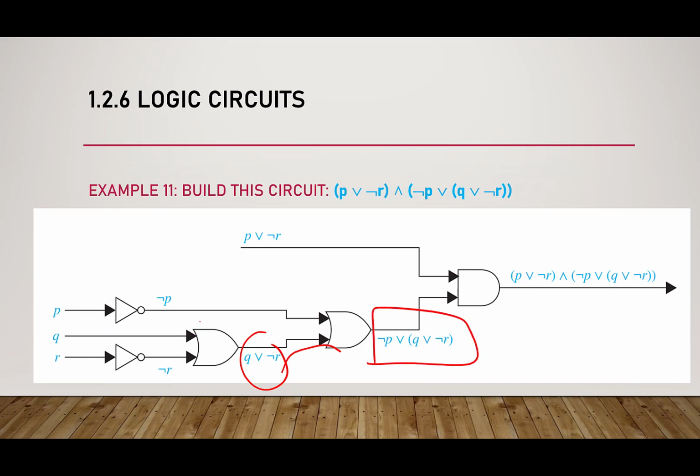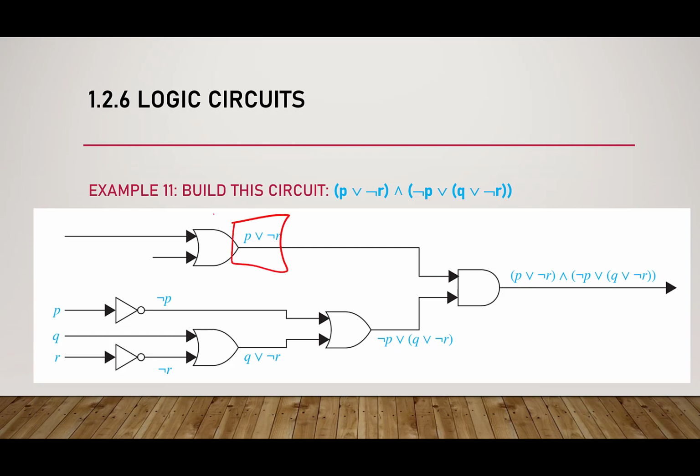Okay, so let's finish up the top portion of this. We know it's coming from an OR gate because we have P or not R, right? Well, we know what the input's going to be. It's going to be P, not R. And if we have a not R, well, where did it come from? It came from an inverter, which started with R.